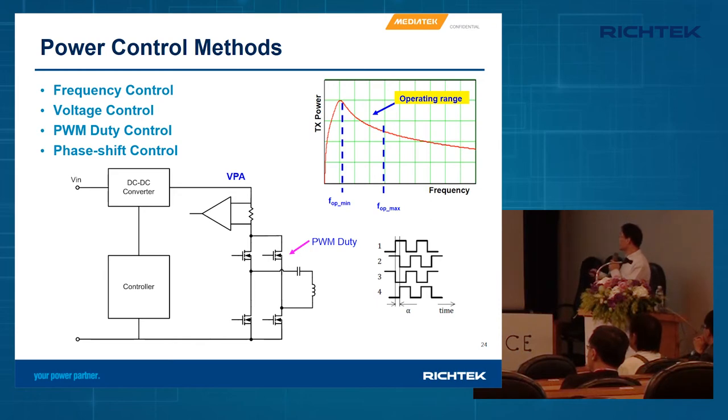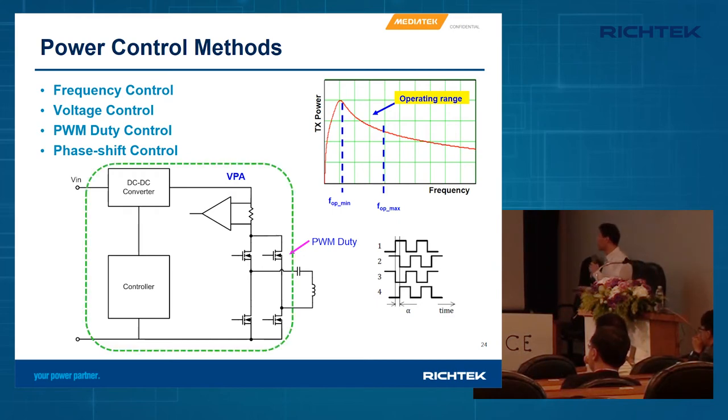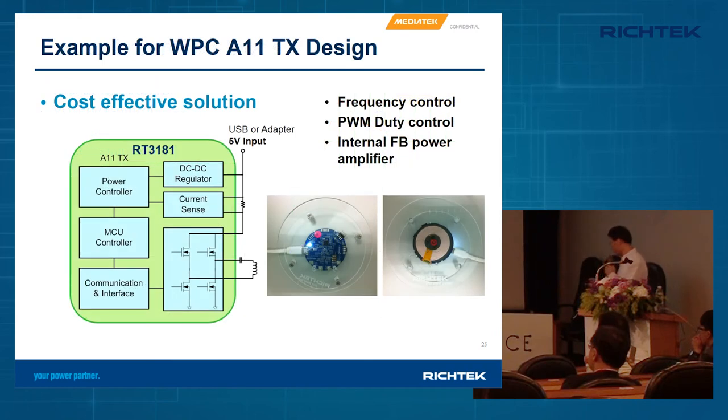The operation frequency is set at the right-hand side of the resonant frequency. The lower frequency can have a higher power. And then we also can control the voltage of the power amplifier, and control the switch duty cycle and the phase shift. And we can integrate this function as a chip. Here is the solution.